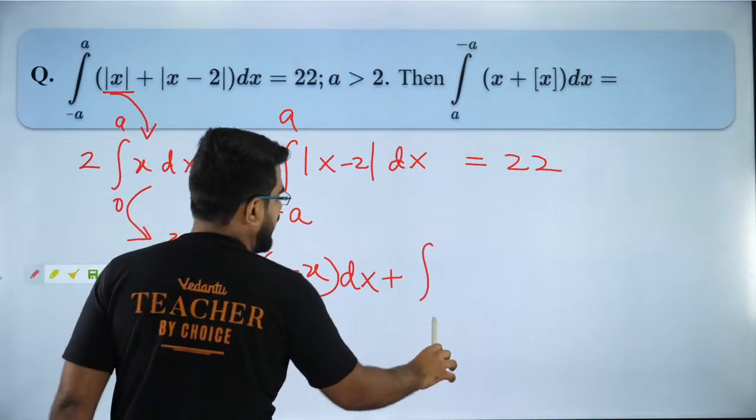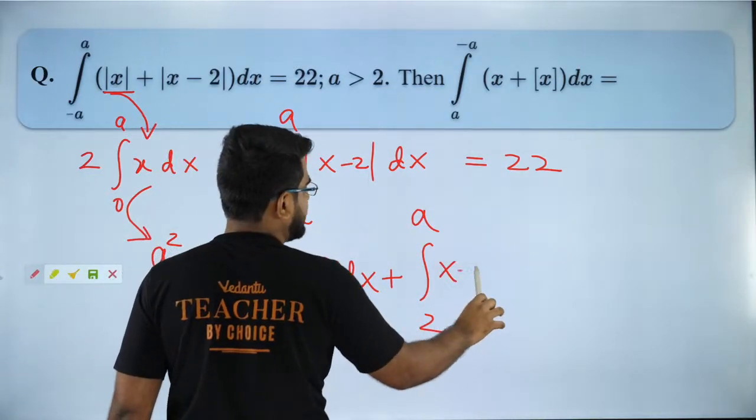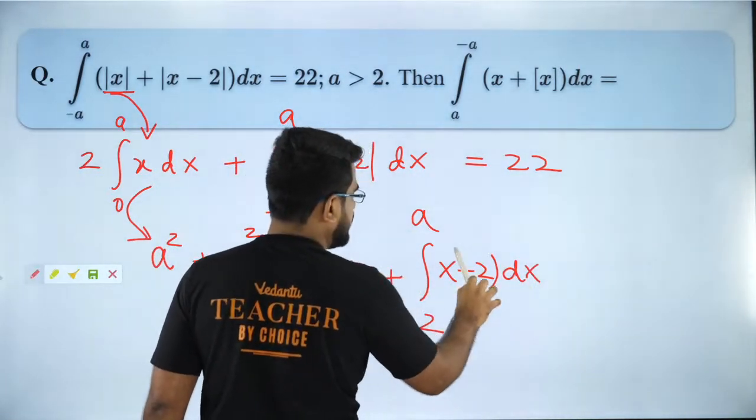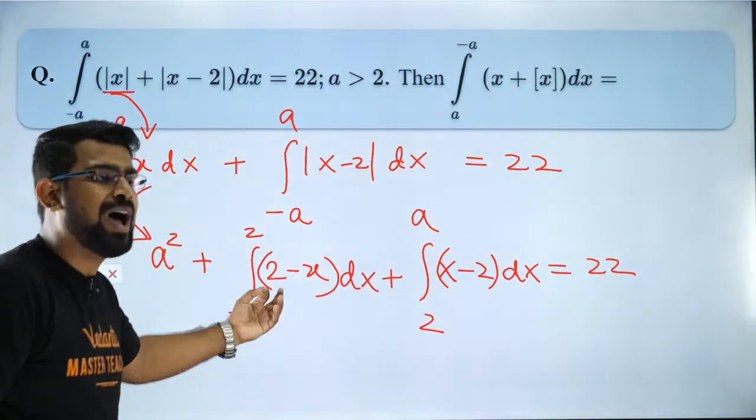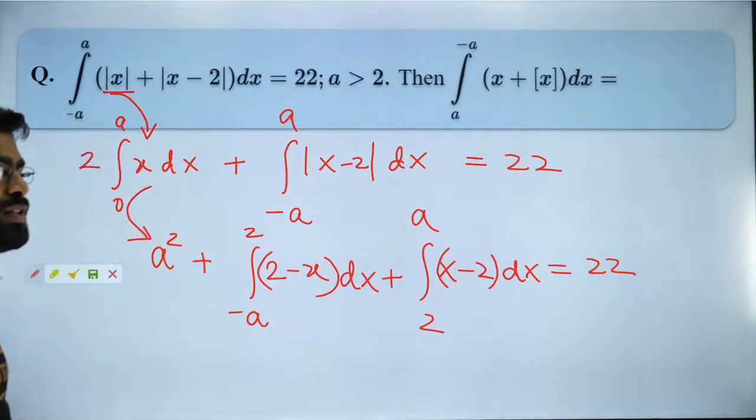And from 2 to a, it will be positive. So it will be the integral of x minus 2 dx. That's it. Now that will be equal to 22. Now you guys can open the integral and get the value of your a. That's it. This is the way you do it.